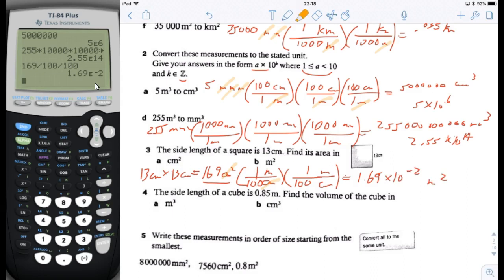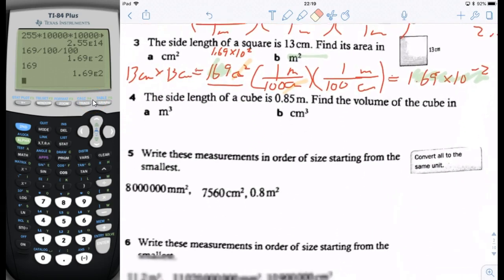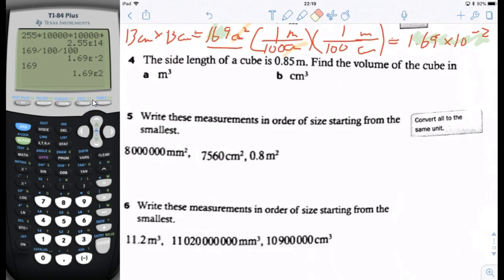So the first answer that we were looking for is here, and the second answer is here. Oh, actually, the first answer, we want this in scientific notation. So actually, 169 in scientific notation, you write it as 1.69 times 10 squared. You can see in here, if you go 169, the calculator would tell you that. See? Okay. All right.